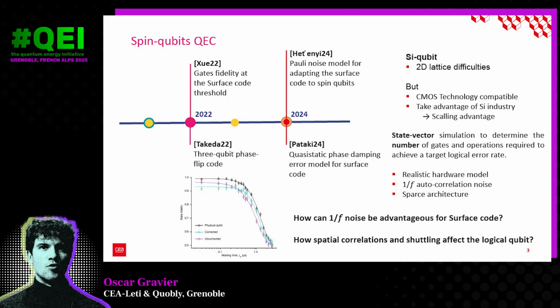To answer the following questions, we have built a realistic hardware error model. We have implemented autocorrelated noise with a 1/f power spectral density. And we have tried to understand the impact of a sparse architecture on the surface code. So today I'm going to answer these two questions. First, how can 1/f noise be advantageous for the surface code? And finally, how do spatial correlation and shuttling in a sparse architecture affect the logical qubits?